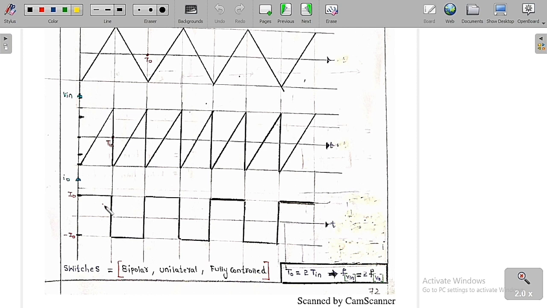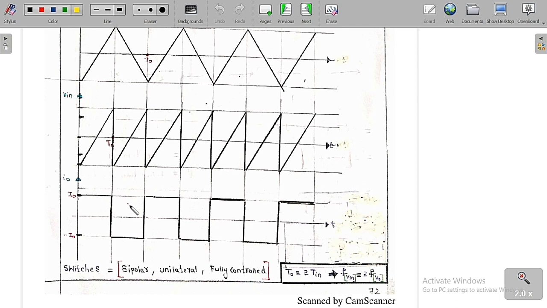So output current is equal to I0. With the help of the circuit diagram we can say whenever T1 and T2 are on, output current is equal to I0. Whenever T3 and T4 are on, the output current will be the negative of the input current, so therefore minus I0.